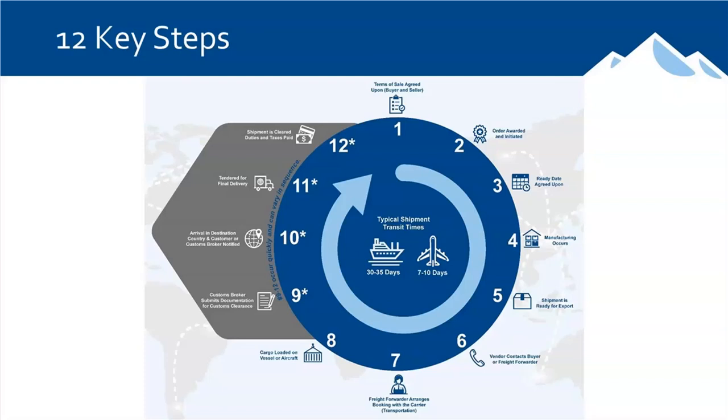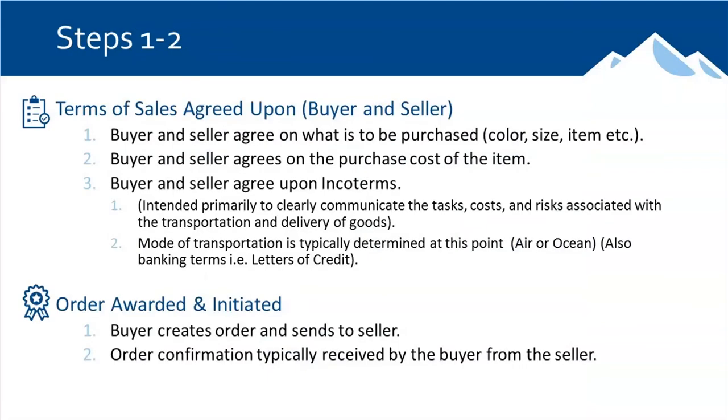Typically, as you're shipping import and export from the U.S. to offshore, you'll either be using ocean or air, and depending on where you're shipping to, typically the ocean transit times could be 30 to 35 days. Air shipments could be 7 to 10 days. Again, it depends on where you're shipping to, where the country is, where you're importing into, so those transit times could vary. So let's take a look at the first part of any international shipping.